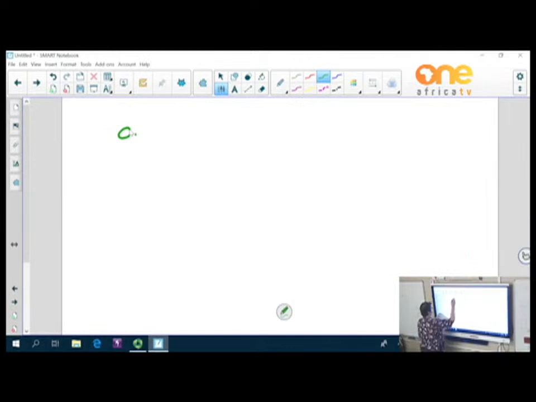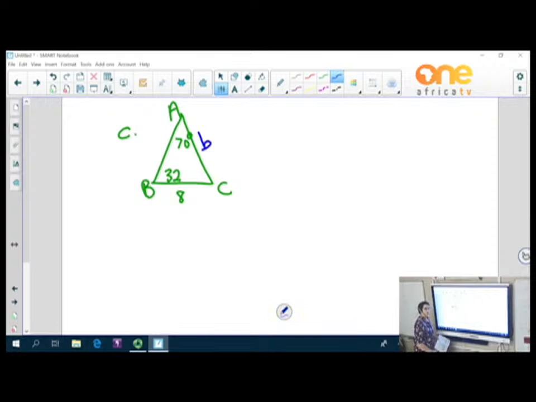The next one is number C. In triangle ABC, so I draw the picture so that I can see which one is which one. They say the small letter a is 8. Angle A is 70 degrees. And angle B is 32 degrees. And we have to find this one, the small letter opposite the angle.